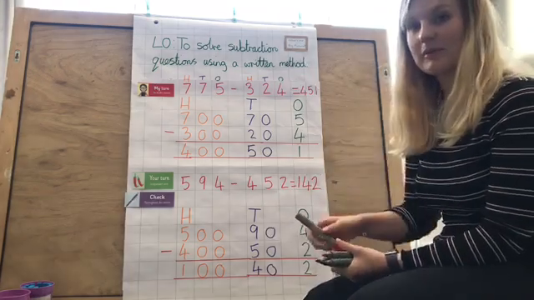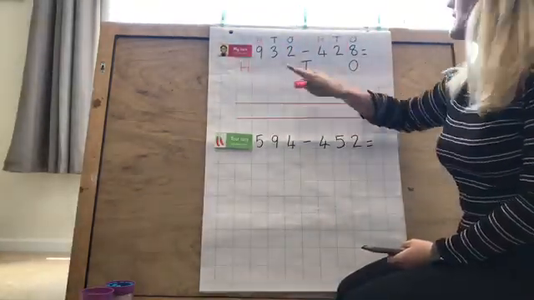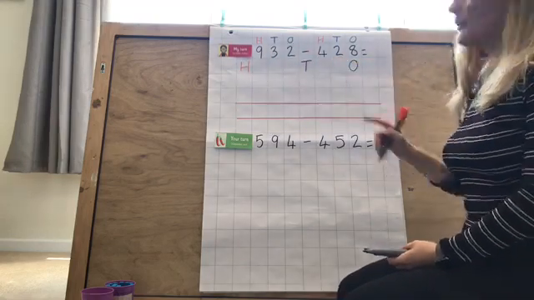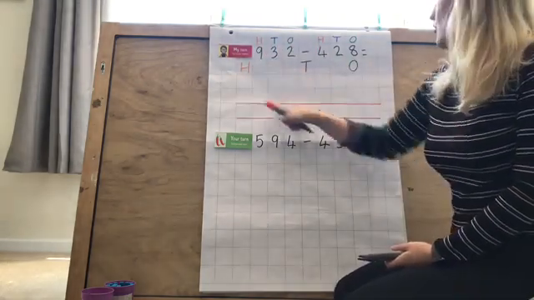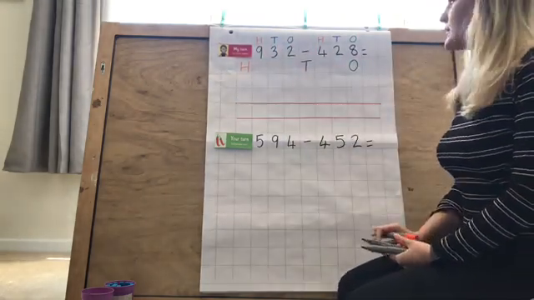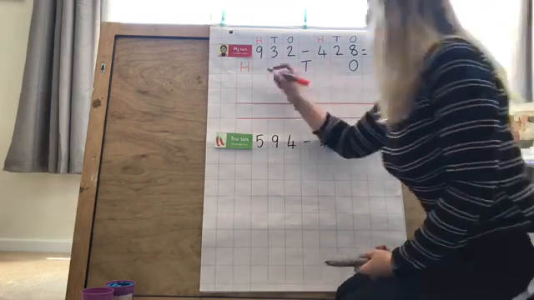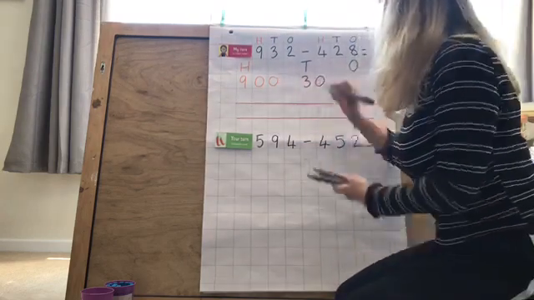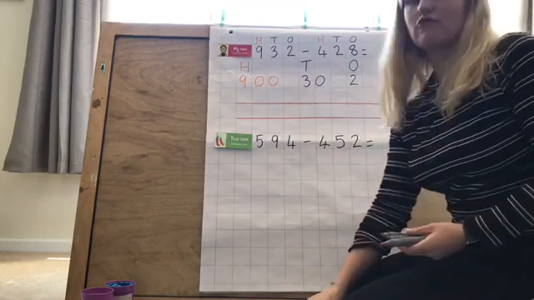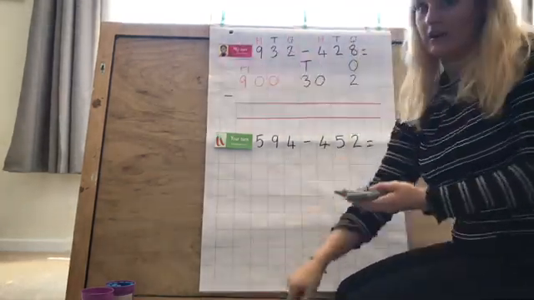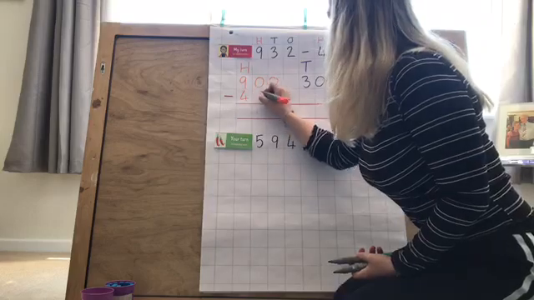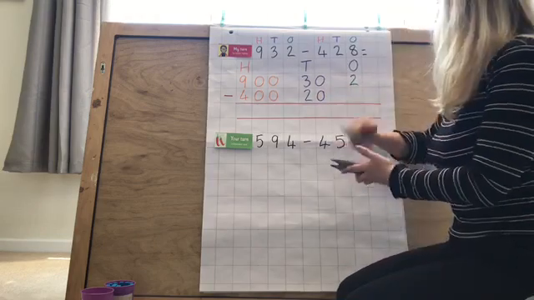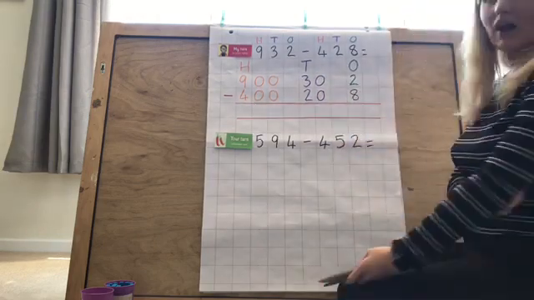Okay, great job. Now we're going to have a go at this question here. It's 932, take away 428. Now I've already marked my hundreds, tens and ones, and I've already set my written method out ready to go. So I'm going to fill in the numbers first. Remember, it's take away, so I need to put that sign just there. Okay, I'm ready to go.